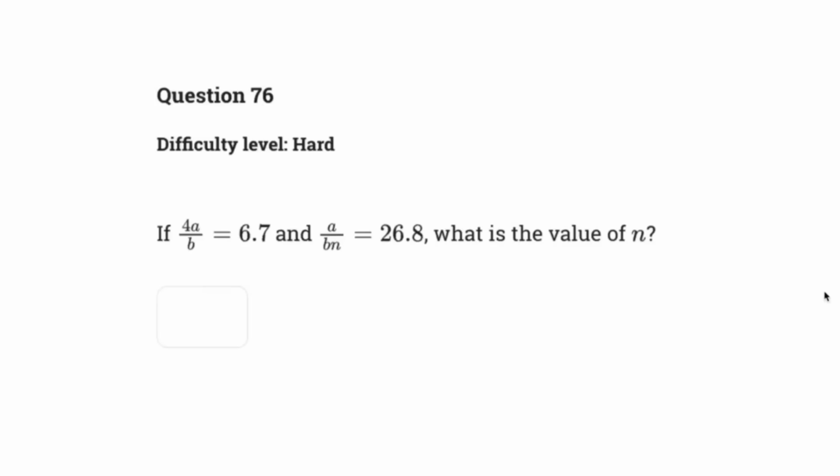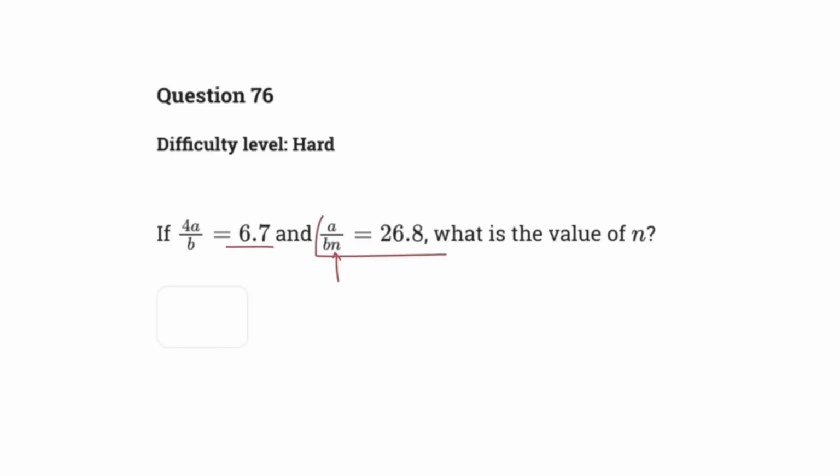All right, so this problem says, if 4a over b equals 6.7 and a over bn equals 26.8, what is the value of n? To help us find the value of n, it'd be very helpful for us to scale everything up, because we already know what 4a over b is. That's equivalent to 6.7. So we can use that to help us compare the values to ultimately find n.